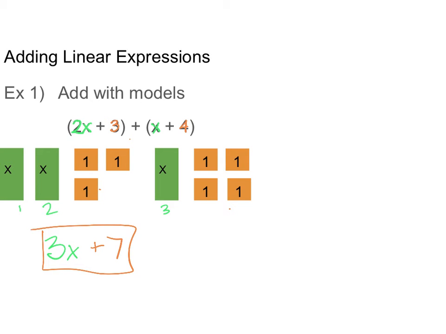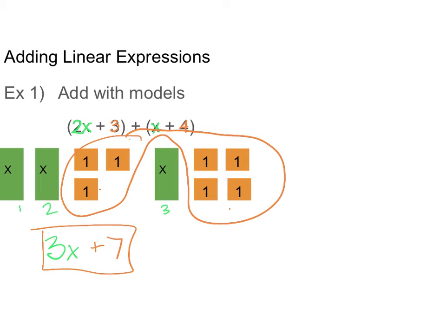Okay. And you just group what's similar. And that is how you decide. So the green is what's similar. Okay. And that's how you figure out how many variables you have and how many constants you have to figure out your expression. Let's go on to the next problem.